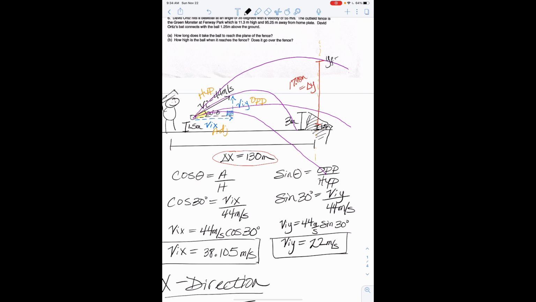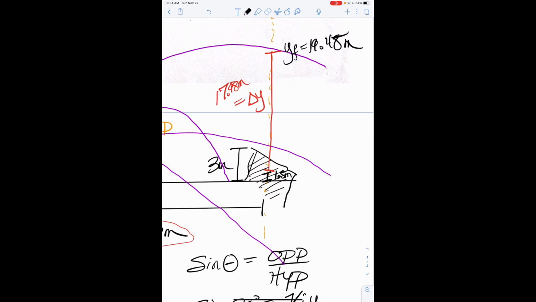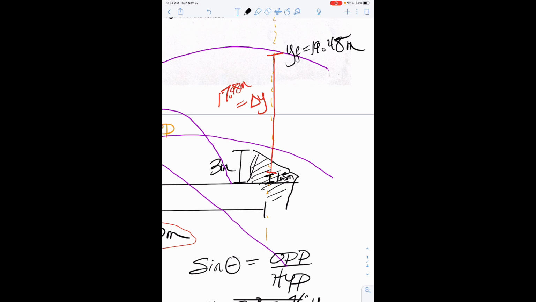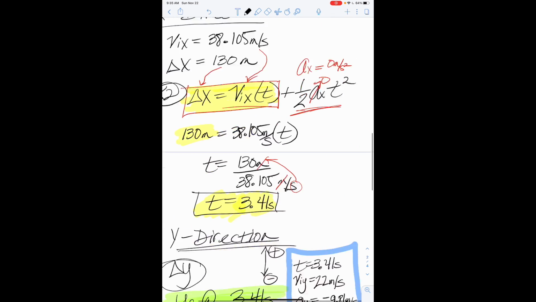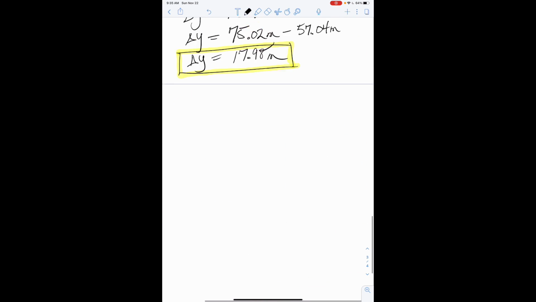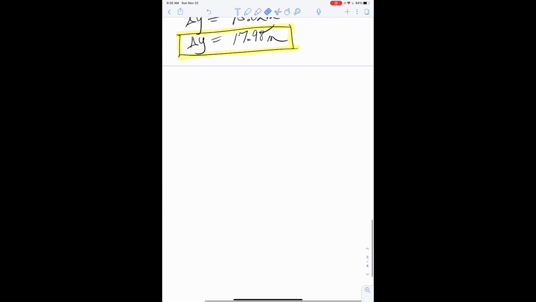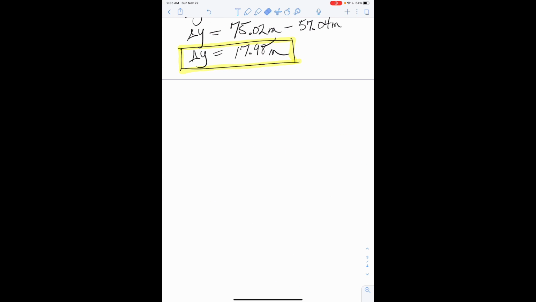All right, so what we had to do there was add on the initial height of 1.5 meters. So a way around that, or a way to think about that mathematically, what I'm saying is this, that delta y is never height.